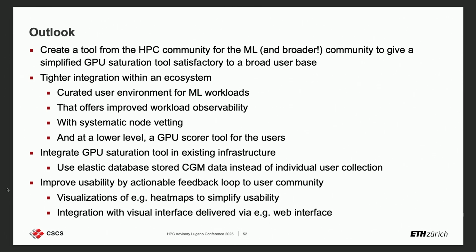We're looking at tighter integration with the ecosystem, so curated user environments for machine learning workloads that offer improved workload observability with systematic node vetting, and finally the GPU scorer directly for the users so that they can optimize their workloads. We hope to integrate at the lower level the GPU saturation tool in the existing infrastructure, so use the Elastic database to store metrics instead of individual user collections, and just overall improve the usability with actionable feedback loops from the user community. So visualizations of heat maps to simplify usability, or integration with visual interfaces delivered via web interfaces.